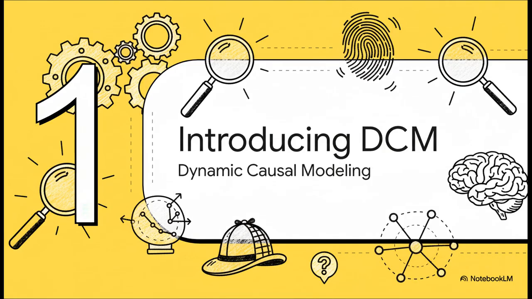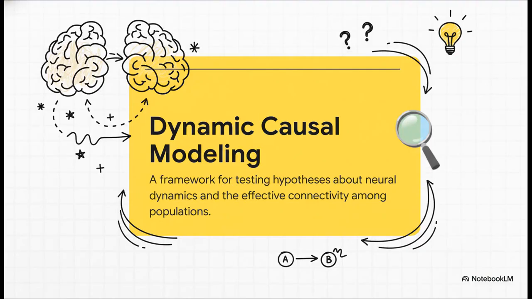Every great detective has their go-to gadget. For neuroscientists trying to decode the brain's wiring, that gadget is dynamic causal modeling, or DCM for short. You shouldn't think of it like a magnifying glass, which just shows you what's there. No, think of it more like a super sophisticated wiretap, one that lets us listen in on the secret, directional conversations happening between different parts of the brain. So what is it really? Well, in simple terms, DCM is a framework that lets scientists propose and then test different theories about how brain regions talk to each other.